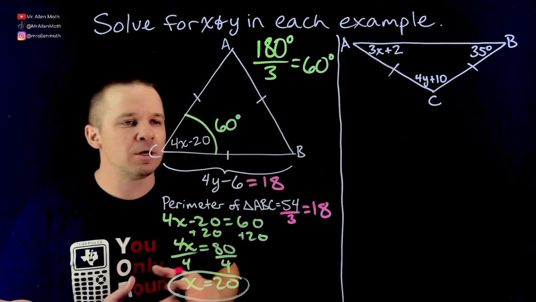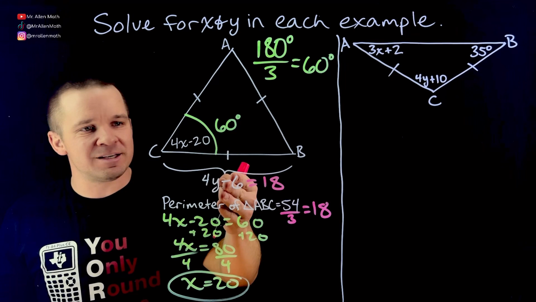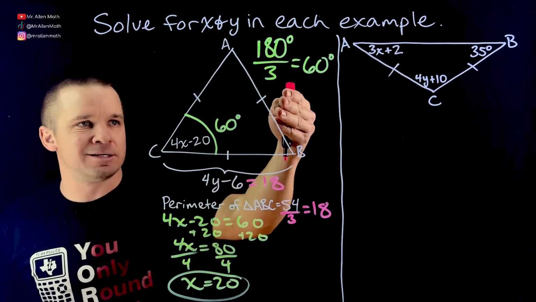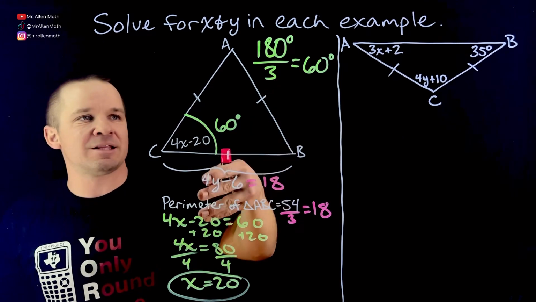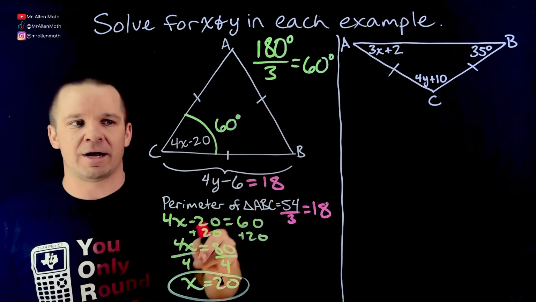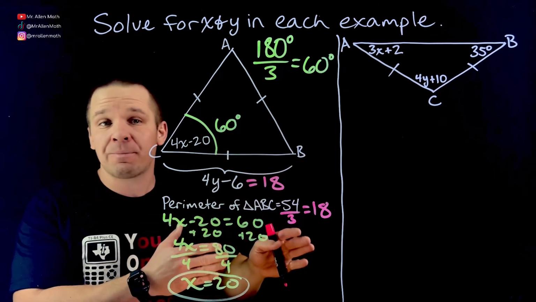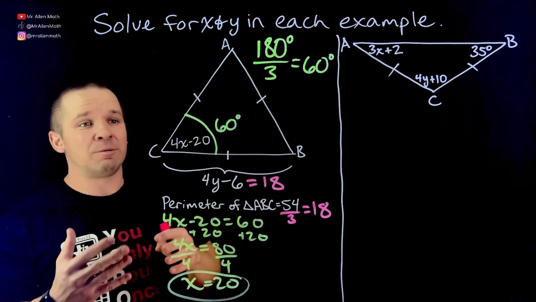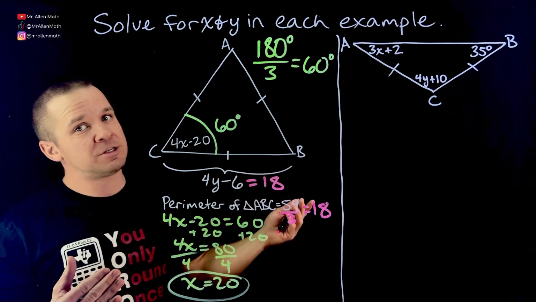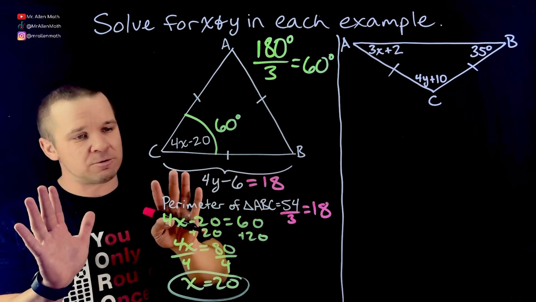If I were to have given you, say, like this side is 4y minus 6 and this is like 2y plus 10, I would set them equal to each other because the sides are congruent, right? So there's different scenarios that can happen here pending the information that we give you. So don't think that every time I just divide by 3 if it's equilateral. It just depends on what we're working with.